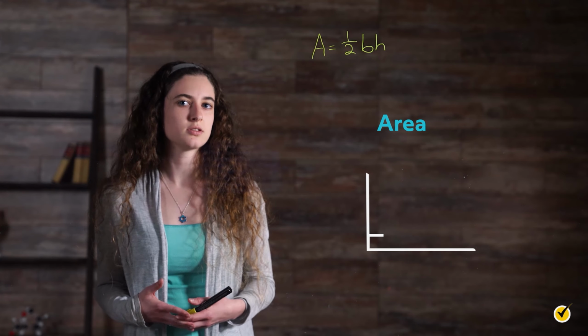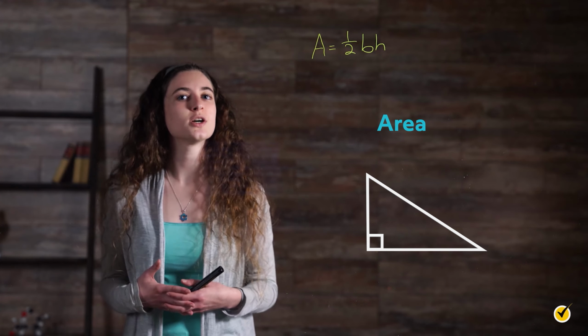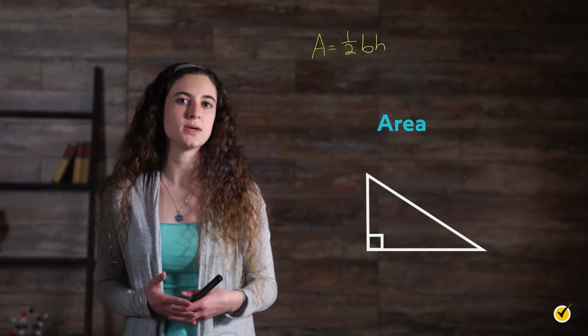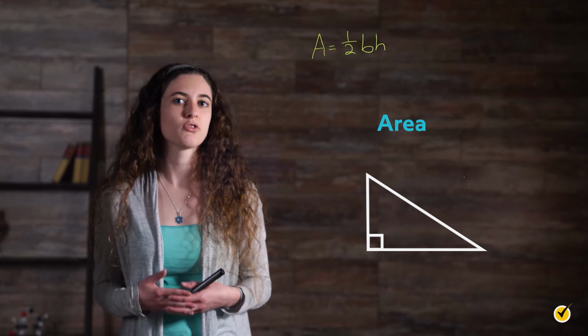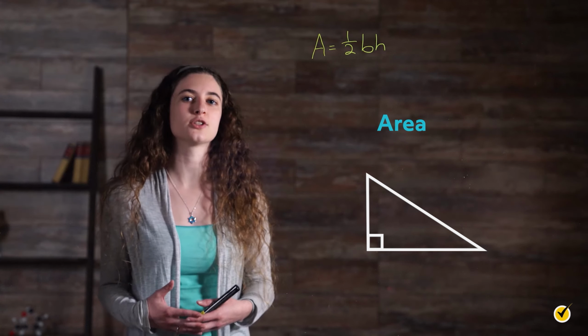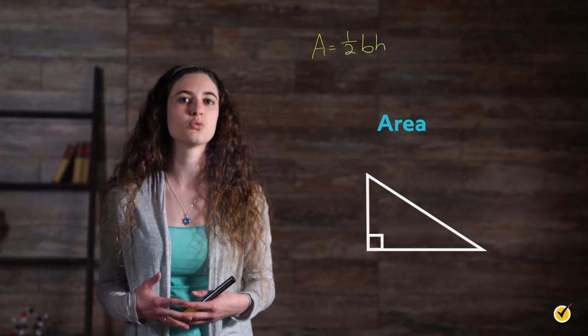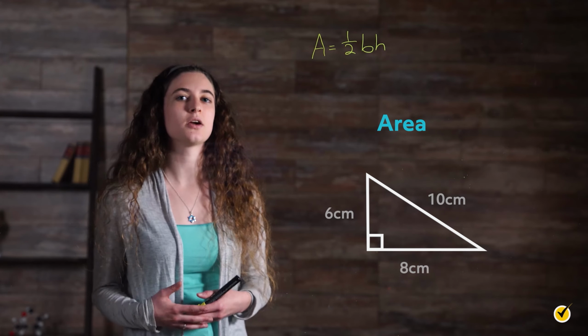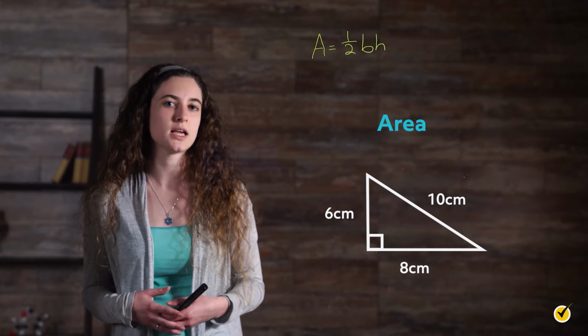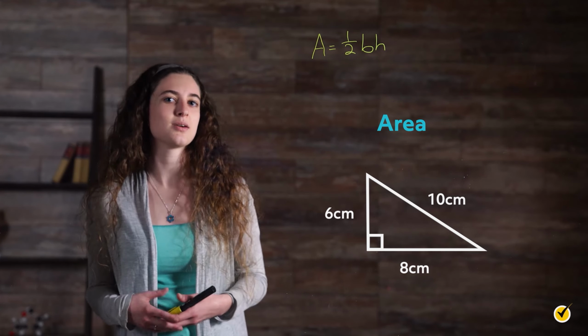Let's start with the right triangles. We have our formula, but the question we need to answer is which side is B and which side is H. For a right triangle like this one, B and H are the two sides adjacent, or next to, the right angle. It doesn't matter which is which, so let's say that B equals 6 centimeters and H equals 8 centimeters. Now we can plug them into our formula.